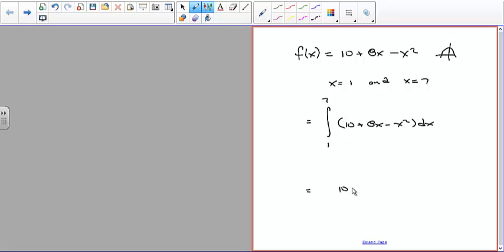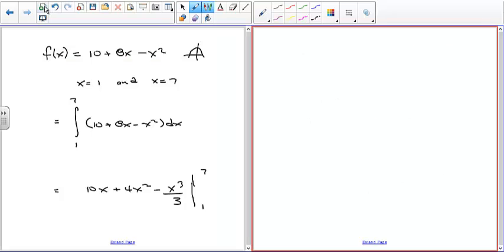So the integral of 10 is 10x. The integral of 8x is going to be 4x squared, because the integral of x is x squared divided by 2, and 8 divided by 2 is 4. And then you'll have x cubed divided by 3. Because it's a definite integral, I'm just going to draw these vertical lines. That means we want to evaluate this at the upper limit and the lower limit. So for the upper limit, we have 10 times 7 plus 4 times 7 squared minus 7 cubed over 3. And then you're going to subtract it, evaluated at the lower limit.